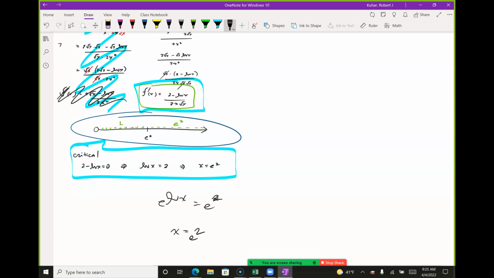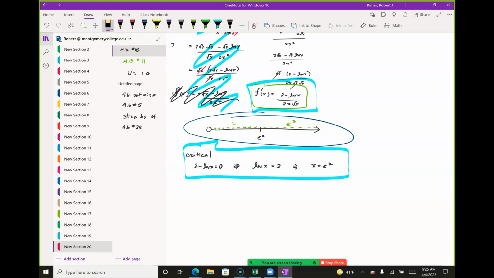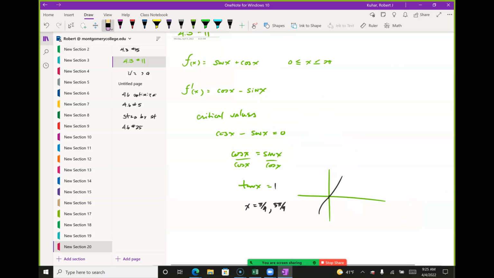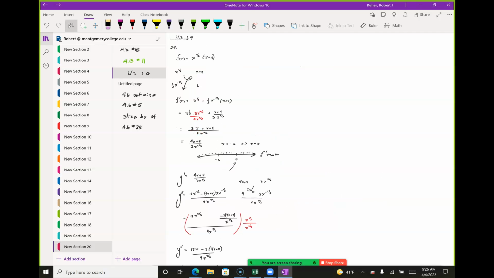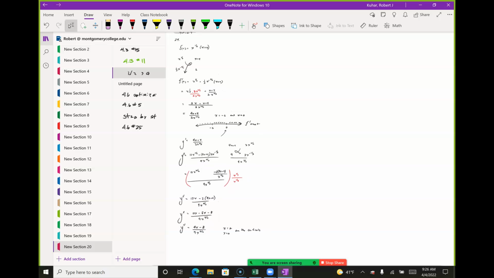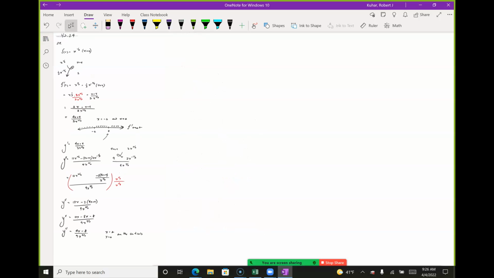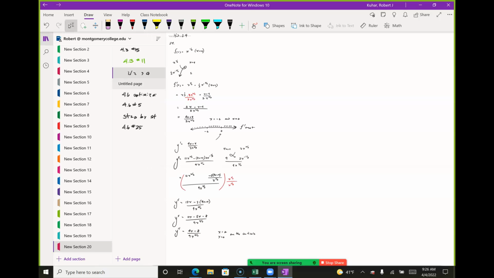Can you go to the second one you did in class also? Which one? Oh, you mean the other one that you missed this morning? Yes. 4.3 number 29. This is a second derivative test. Okay. I got it. Okay, nice. Yeah, that's it.